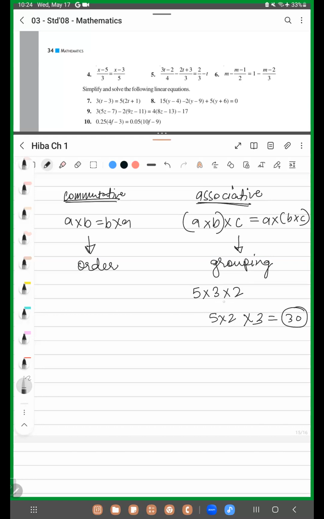Even though you can say that we are applying commutative property here, this is actually associative property as well. Why? Because यहाँ पे हम grouping change कर रहे हैं, not just the order.